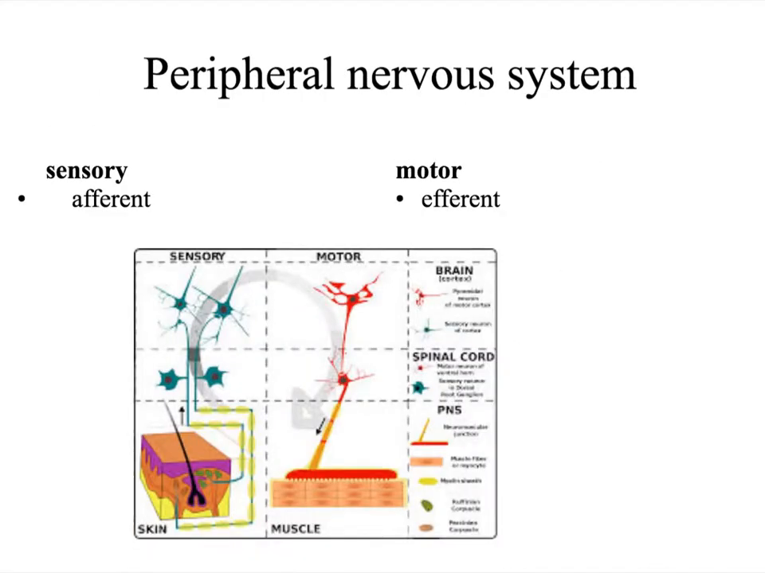Terms to be further associated with the peripheral nervous system would be the sensory system is referred to as the afferent system, and the motor system is referred to as the efferent system. What these words refer to is basically incoming and outgoing. So afferent is sensory information coming into the central nervous system, and then the motor system is the efferent, or the outgoing instructions from the central nervous system.